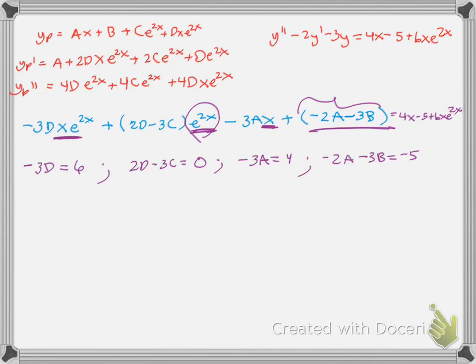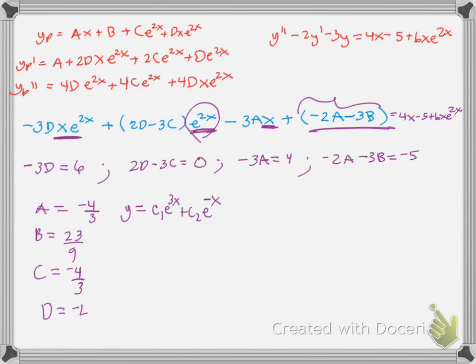All right, welcome back. Your solutions, you should have received A is negative 4/3, B is 23/9, C is negative 4/3, and D is negative 2. And so the final answer to this problem, well, remember from the beginning, our complementary solution is C1 e to the 3x, right, plus C2 e to the negative x.